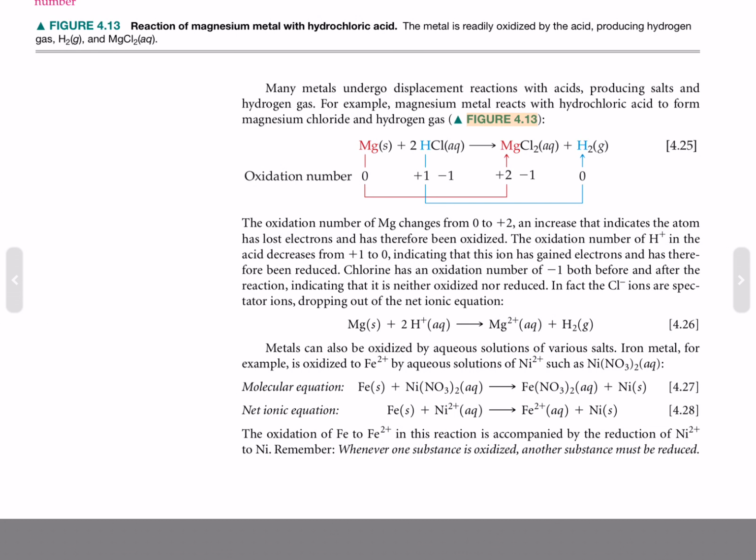The net ionic equation 4.26: magnesium metal plus hydrogen ion yields magnesium ion plus hydrogen gas. Metals also can be oxidized by aqueous solutions of various salts. Iron metal, for example, is oxidized to iron 2 ion by aqueous solutions of nickel 2, such as nickel nitrate. Molecular equation: iron metal plus nickel 2 nitrate yields iron 2 nitrate plus nickel metal. The net ionic equation is iron plus nickel 2 ion yields iron 2 ion plus nickel metal.